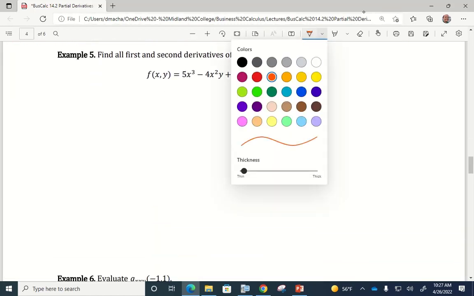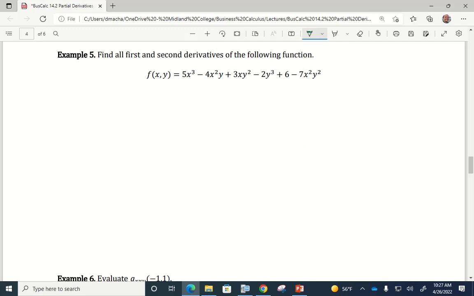Okay. So this example says, find all first and second derivatives of the function. And so all first and second derivatives would mean I want fx, the first partial with respect to x, the first partial with respect to y, the mixed partial fxy, and also the second derivative with respect to x and the second derivative with respect to y. That's the whole, all first and second derivatives, right? That's what we're asking for.